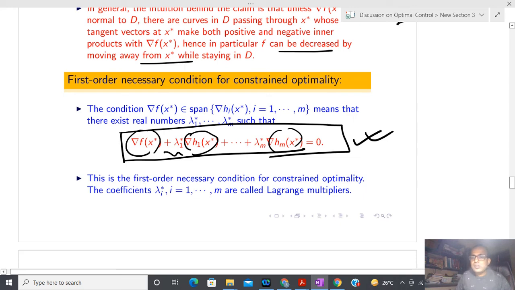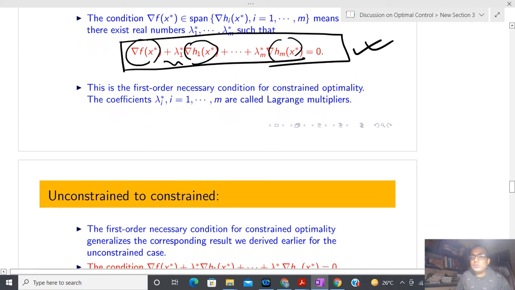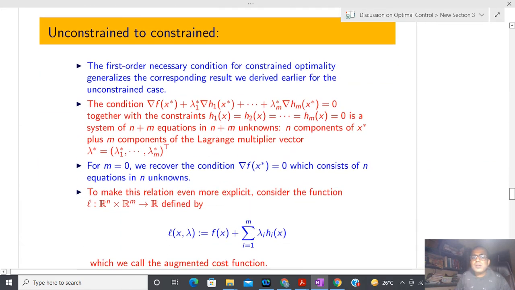Okay, now let us try to see some more simple conditions. So this condition should be satisfied. So this is the first order necessary condition. And why first order? Because whatever curve I have created, I have taken the first order approximation of this curve, and based on that only I have generated this kind of condition. Due to that reason the first order necessary condition comes into the picture.